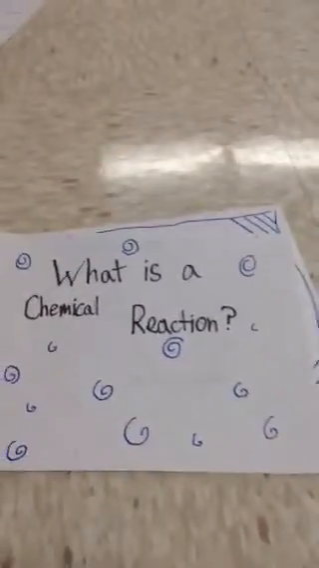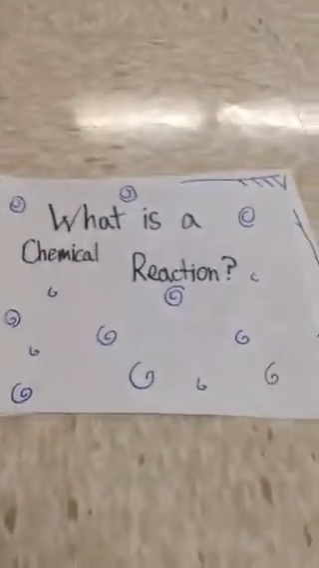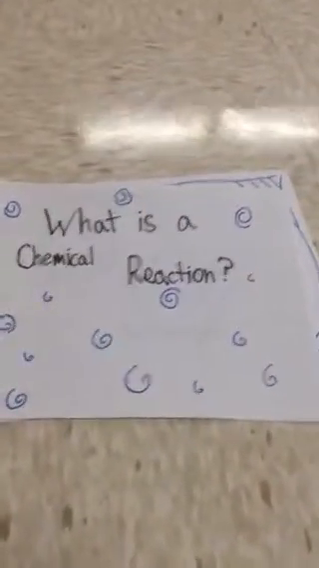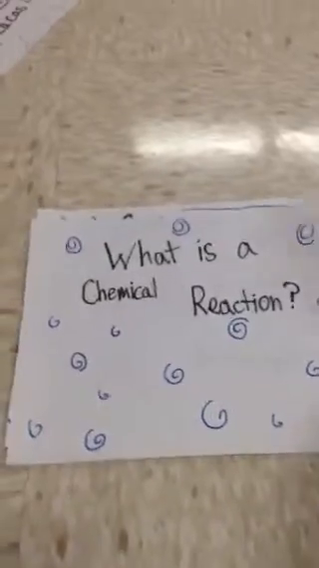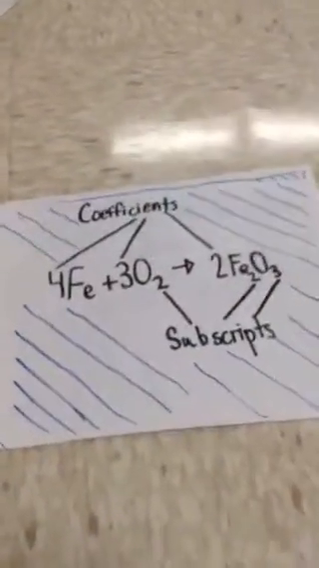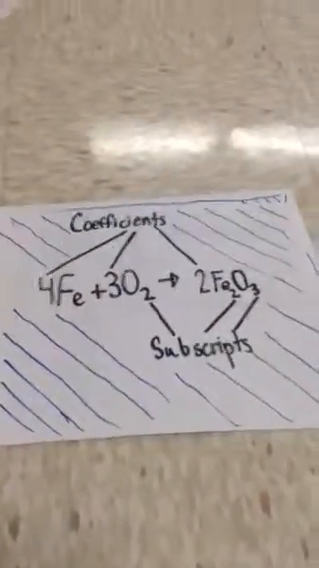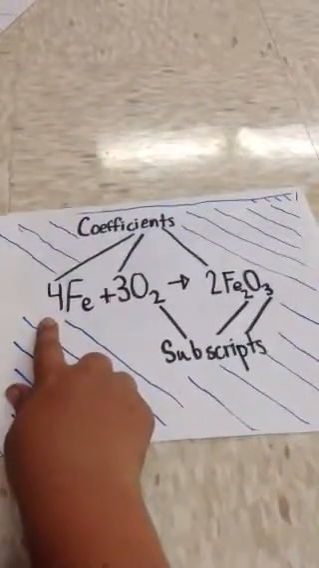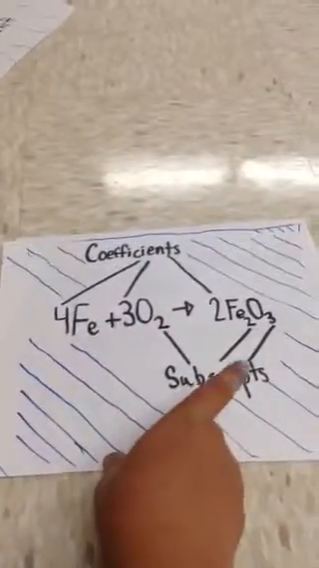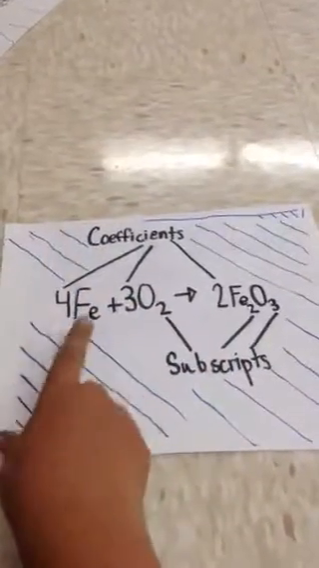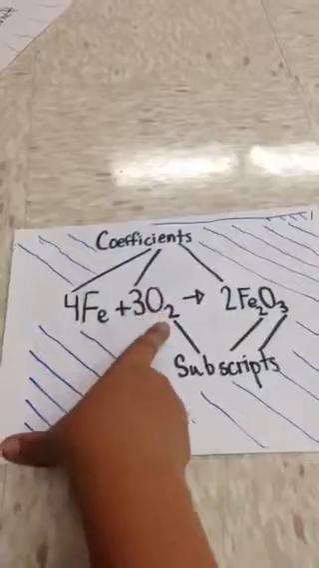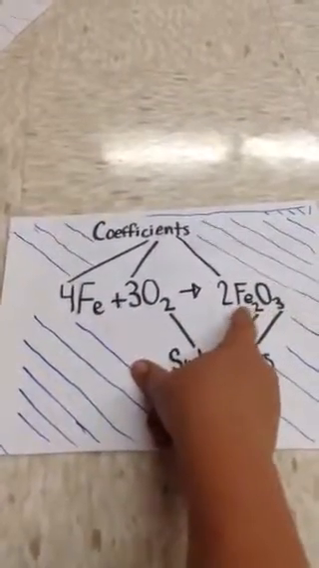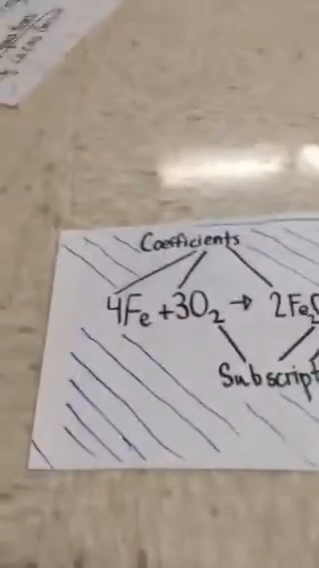What is a chemical reaction? Well, a chemical reaction is when two compounds of elements or mixtures react in a way where it produces something new. In a chemical equation, you have your coefficients, which are here and here, and then you have your reactants, which are here and here, also here and here.